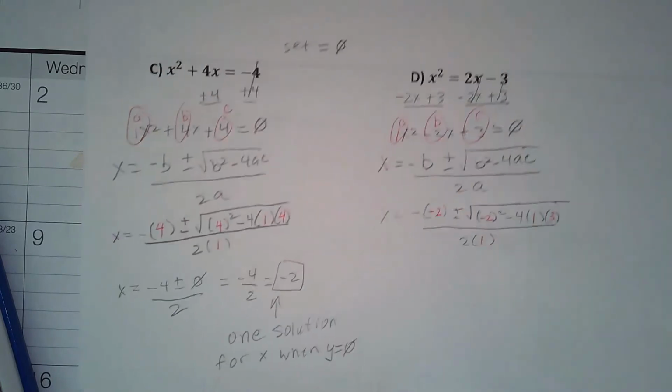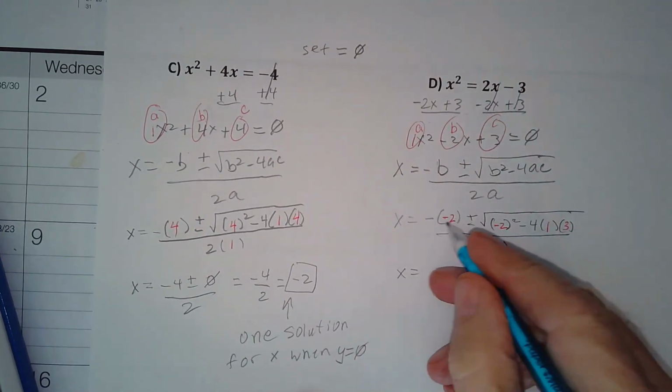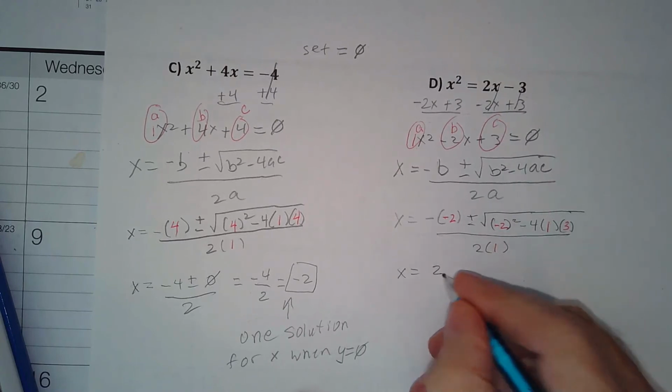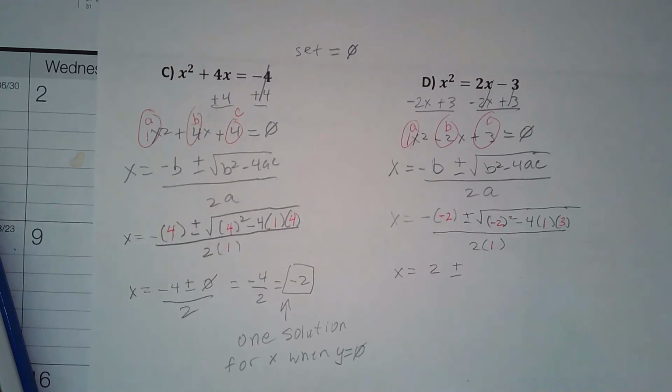All right, so simplifying, x is the opposite of negative 2, that's positive 2, plus or minus, now the discriminant.